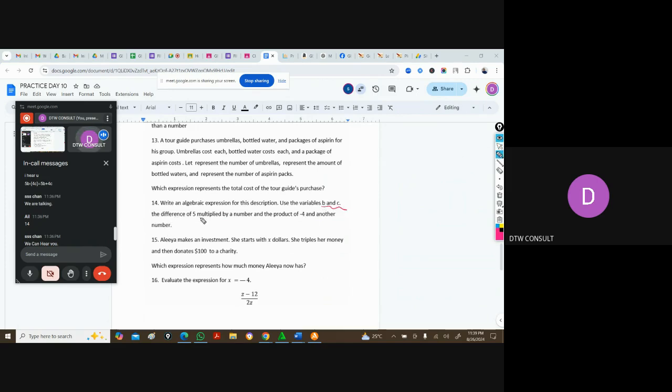Say the difference. So 5 multiplied by a number, let's say 5 times B, and the product. So 5 times B, because it says the difference. So it will be 5 times B minus, in parentheses, the product of negative 4 and another number. So negative 4 times C. So that will be 5B minus, in parentheses, negative 4C. Which will become, this negative multiplied by this negative, you have 5B plus 4C. Good. So this will be our final answer.